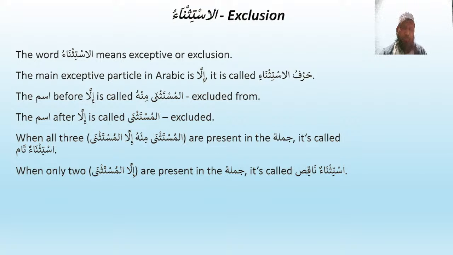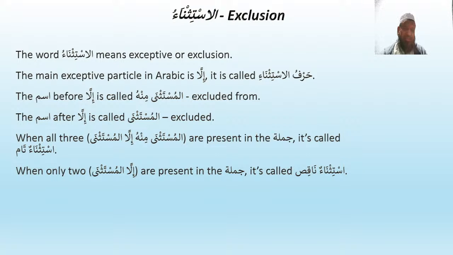So in the jumla, you must have illa, otherwise it's not going to be istisna. If you have illa, there'll be a word before it and a word after it. The word before illa is excluded from, al-mustathna minhu. And the word after illa is al-mustasna. This is our main. Okay, the next slide will explain more, you'll understand.